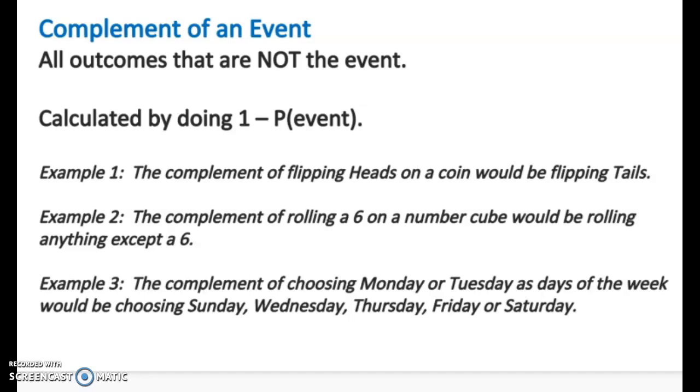Example 3, the complement of randomly choosing Monday or Tuesday as days of the week would be choosing any other days besides those. So that would include the outcomes Sunday, Wednesday, Thursday, Friday, and Saturday.